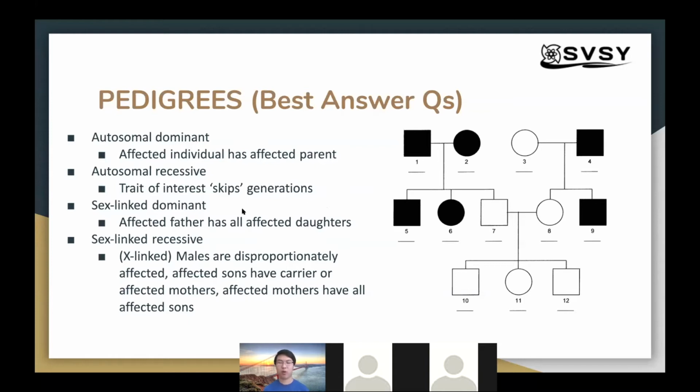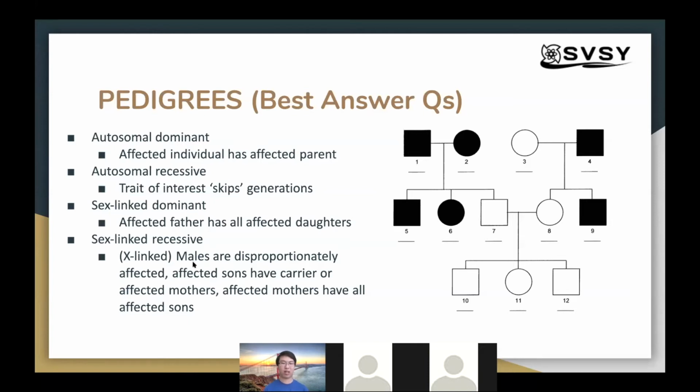A sex-linked dominant trait is very rare. You would notice that an affected father has all affected daughters, because when you have daughters, that means the father is contributing an X chromosome, and the father only has one X chromosome. So if the father has the sex-linked dominant trait, then all the daughters will have it too.